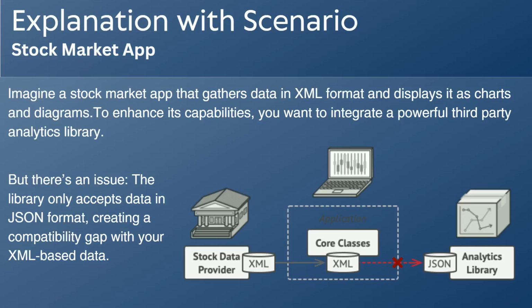Now let's look at our stock market problem scenario. The app fetches stock data in XML format. We want to use a third-party analytical library, but it only supports JSON format. This creates a compatibility issue since XML and JSON have different structures. This is a common real-world problem when integrating different systems, and the adapter pattern provides an effective solution.